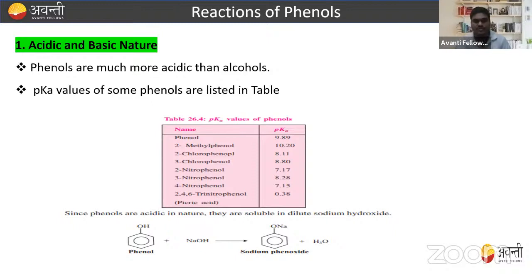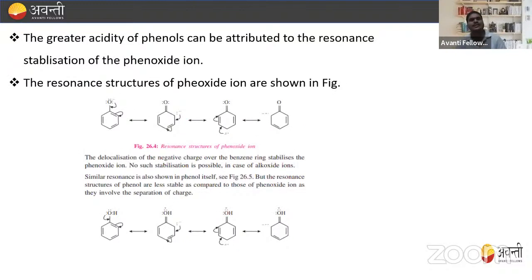So this will give sodium phenoxide plus H2O. Now, the greater acidity of phenol can be attributed to the resonance stabilization of the phenoxide ion. So the resonance structure of the phenoxide ion is shown in the figure, right? This represents the resonance diagram of the phenoxide ion, because we know that in phenoxide ion we have a negative charge on oxygen. So due to the presence of the two electrons, this will take part in the resonance participation, right?